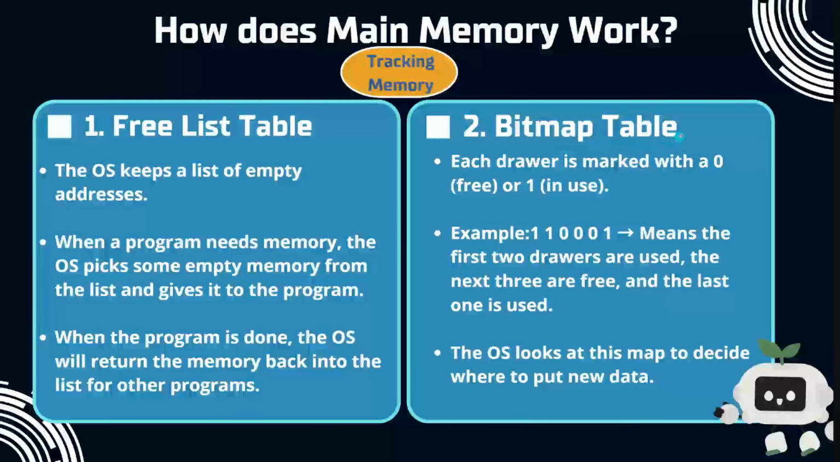The second one, we have the bitmap table. Each drawer is marked with a 0, which represents free, or 1, which represents that it is in use. By drawer here, it is a free space, referring to a free space in our main memory, like a free partition, basically. For an example for the bitmap table, here we have 1, 1, 0, 0, 0, 1. This means the first two drawers are used, as represented by the two ones here. The next three are free, as represented by the three zeros here. And the last one is used, as represented by the 1 here. The OS looks at this map to decide where to put the new data.